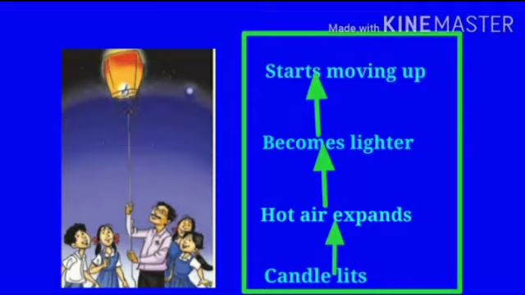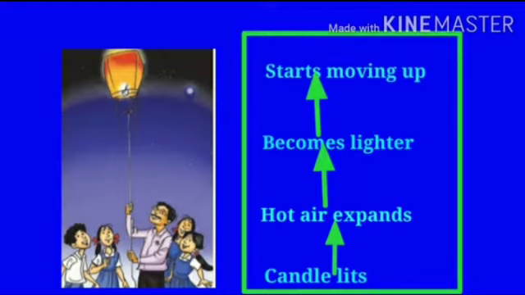Let's see first, student. You have to take a flying lantern. Then what do you have to do, student? You have to tie a 5 centimeter thread on that lantern. Now if you want that lantern to fly, you have to place a candle in it and then you have to light the candle.